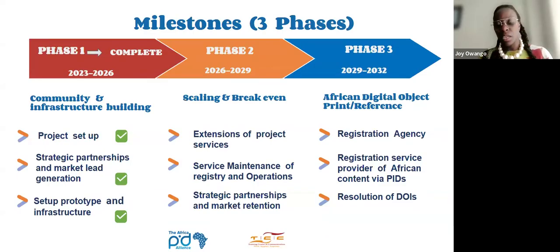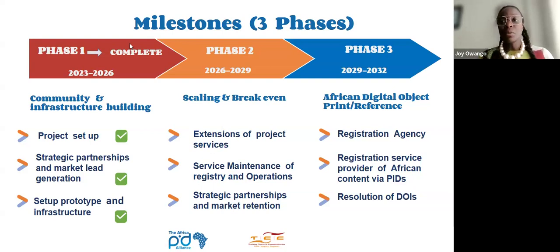Now, as I said, DOCiD is part of the Africa PID Alliance program, and this is a program that we had given ourselves 9 years to create and fully make sustainable. The project started in 2023, and phase 1 is actually complete in 2026. The objective was to set up the project, create strategic partnerships, and set up a prototype and infrastructure, which is all done, also with the help of our partners. Now we are in phase 2, as you can see, and we are extending the services, looking at how we can maintain our registry and having more use cases to show how it is going to be sustainable, and more relevant to the community.